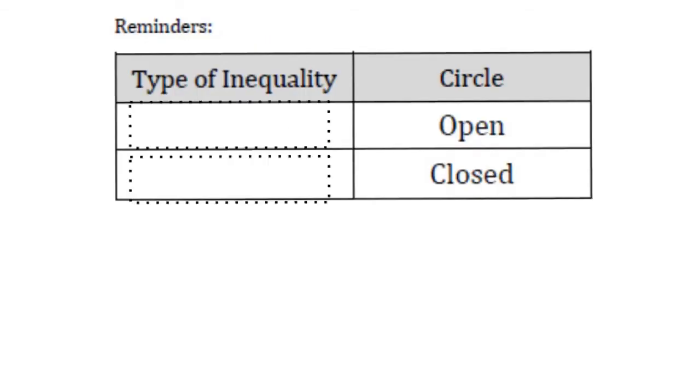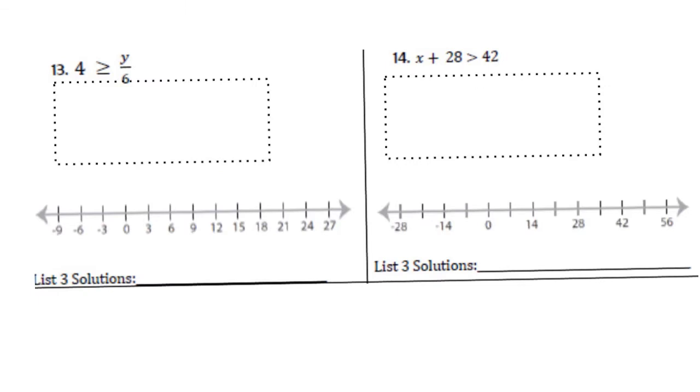Okay, for this table, all I want you to do is put the symbols that would represent open circles, and the symbols that represent closed circles. So the less than and greater than are open, less than or equal to, greater than or equal to are all closed circles. Okay, now we're going to solve some inequality problems.